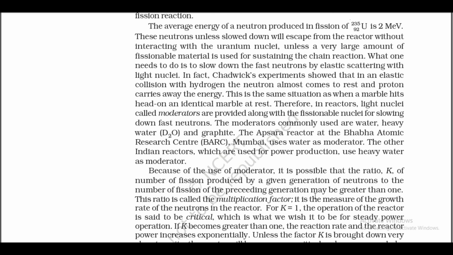What one needs to do is to slow down the fast neutrons by elastic scattering with light nuclei. In fact, Chadwick's experiment showed that in an elastic collision with hydrogen, the neutron almost comes to rest and the proton carries away the energy. This is the same situation as when a marble hits head-on an identical marble at rest. Therefore, in reactors, light nuclei called moderators are provided along with the fissionable nuclei for slowing down fast neutrons.